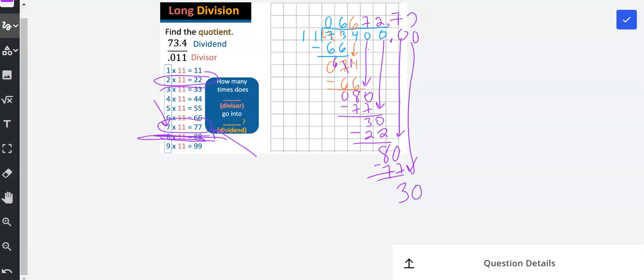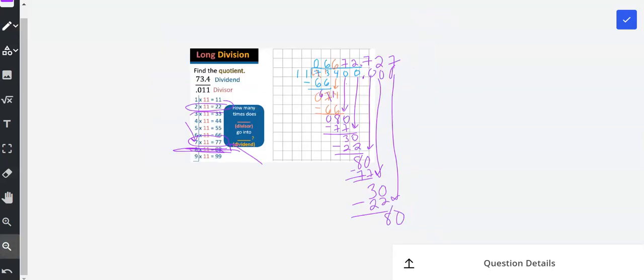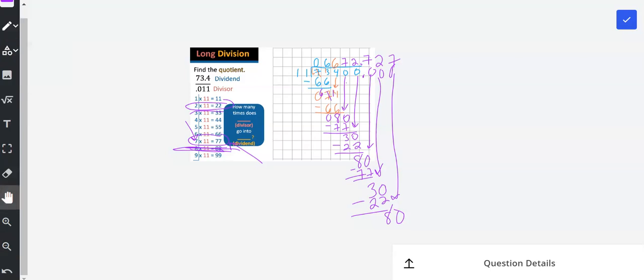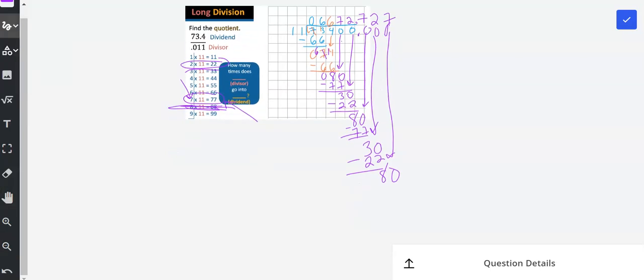11 goes into 30 twice, so I get 22. I subtract, I get 8. Write a 0, bring it down. 11 goes into 80 7 times. I get 77. When I multiply, I subtract and get 3. Bring down a 0. 11 goes into 30 twice. And I hope you see the pattern. The decimal is going to be 727272 forever.